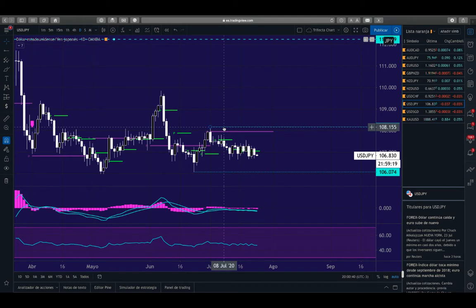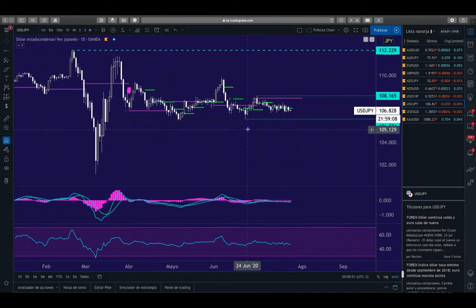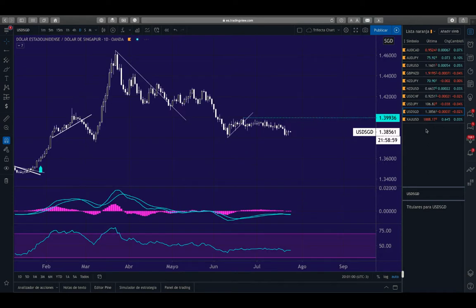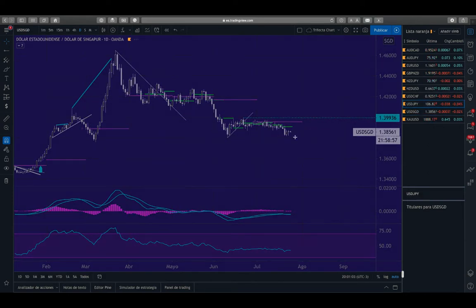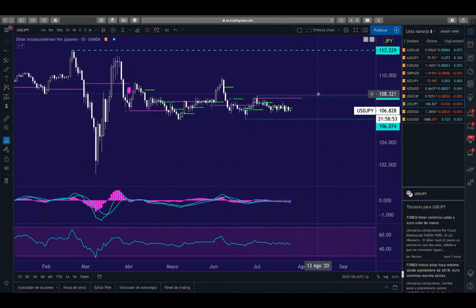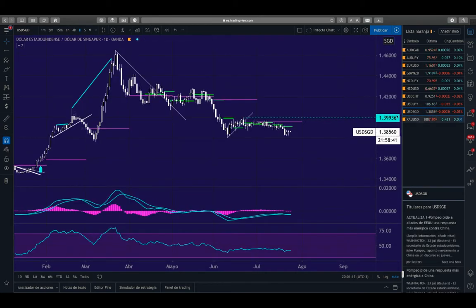So if we break this resistance level, I will be glad to take a long in the direction of these previous highs. And if we break these lows, I will, with a lot of caution, take a short in the direction of these previous lows. But if you have better setups, just focus on the better ones, because right now everything is moving sideways with the US dollar against the Japanese yen. So we are getting to the end of our list here.